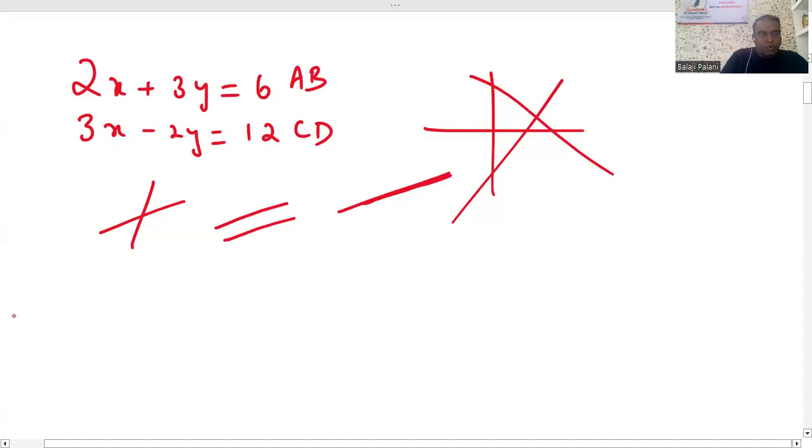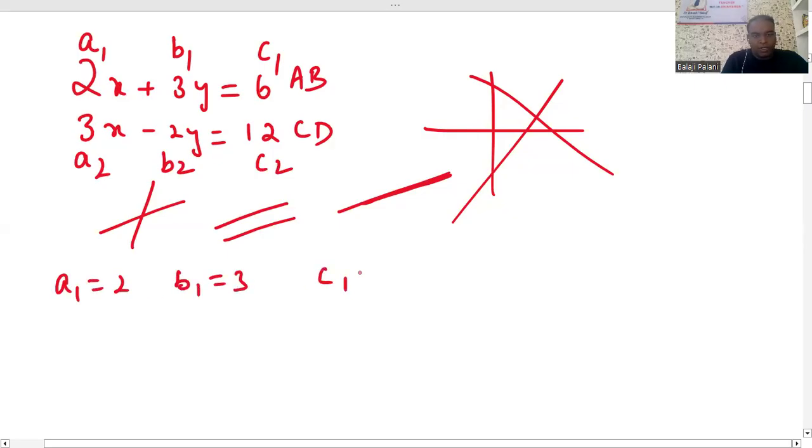So we have the coefficients of the first equation: the x coefficient we will take as a1, the y coefficient is b1, and the constant is c1 for the first equation. Similarly, for the second equation, it's a2, b2, and c2. In our example, a1 is 2, b1 is 3, c1 is 6. And in my second equation, a2 is 3, b2 is -2, c2 is 12. Do not ignore the negative sign.